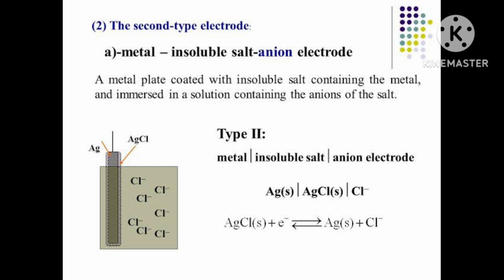Suppose A plus B gives C plus D. Then what is the K value? K is the concentration of C into the concentration of D divided by the concentration of A into the concentration of B. This is the ratio of the product of concentrations of the product side divided by the product of concentrations of the reactant side. That is equal to K.